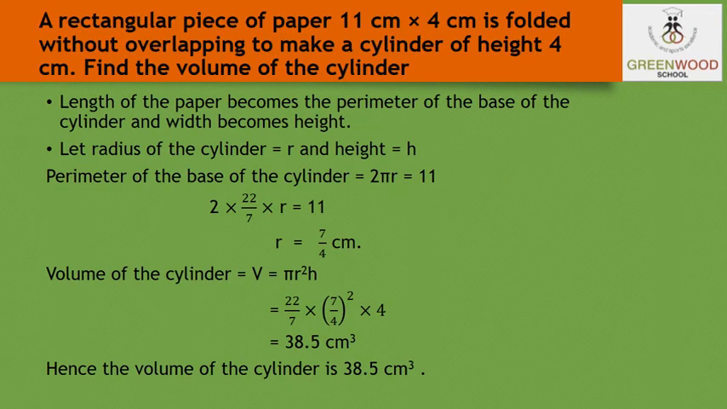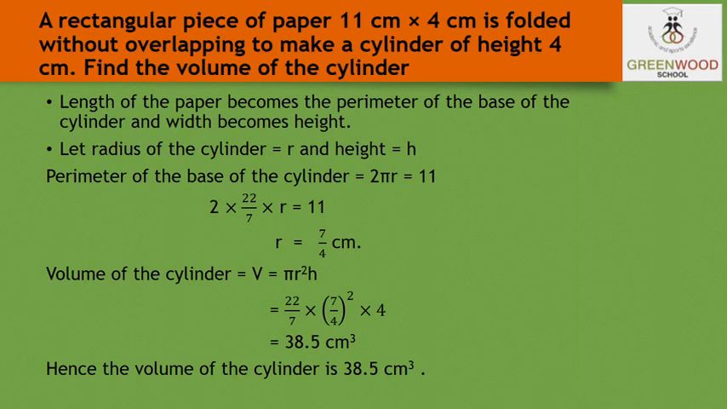In this question, a rectangular piece of paper 11 centimeter by 4 centimeter is folded without overlapping to make a cylinder of height 4 centimeter. Find the volume of the cylinder. Here, length of paper becomes the perimeter of the base of the cylinder and width becomes height. Let the radius of cylinder be r and height be h. Now we know that perimeter of base of the cylinder is 2πr, that is 11. On solving this, substituting the value of π as 22/7, we get the value of r as 7/4 centimeter.